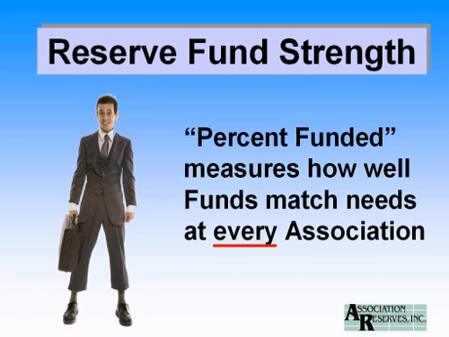Two different associations may be of very different size and may have a very different amount of cash in the reserves, but if they're both the same percent funded, their reserves are comparable in strength. So percent funded is how you measure and report, do we have enough reserves? Cash doesn't provide a good basis for comparison from one association to another.